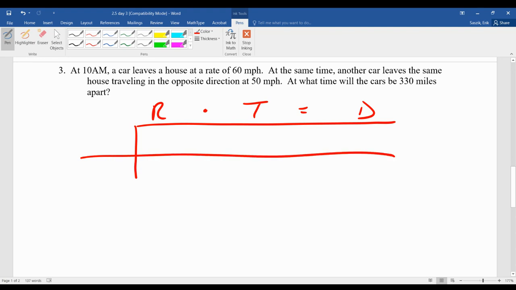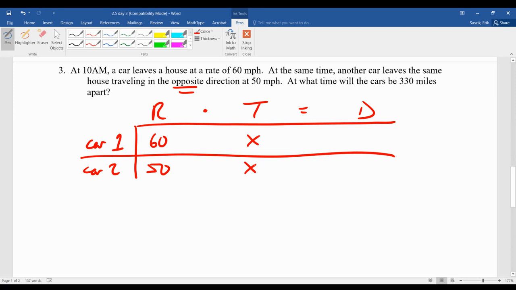All right. Here we go. We got a car. Actually, I think we got two cars. Car 1 leaves a house at 60. Another car leaves the same house, so car 2, at 50. Now, these guys are going in opposite directions. Now, they left at the same time. At what time will the cars be 330 miles apart?